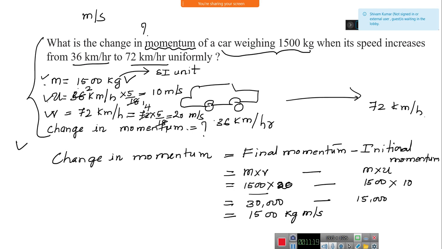15,000 kg meter per second. Simple. Okay, this is how we can do this. Sir, one zero is missing, sir. 15,000. Very good. One zero is missing. It has become correct now. Kg meter per second.